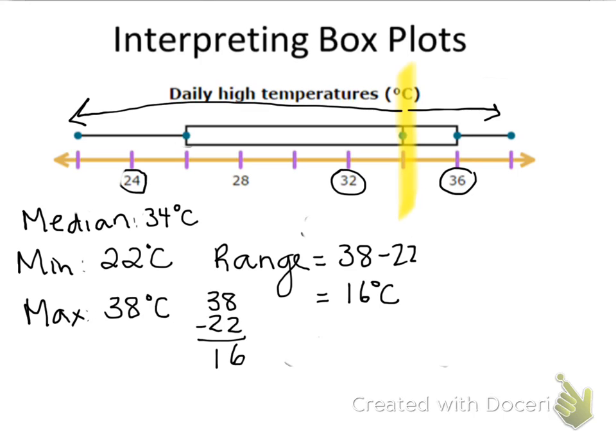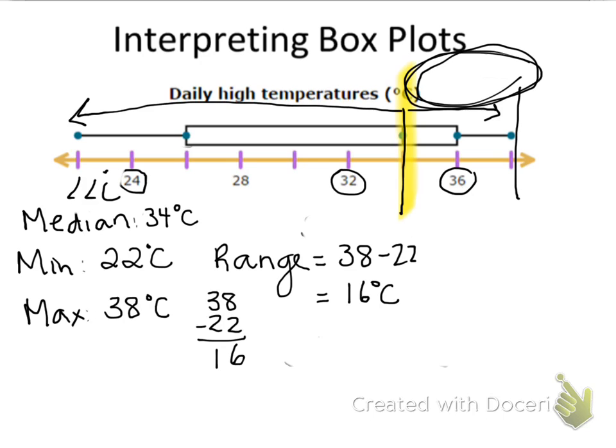You can tell from this graph that there were a lot of daily high temperatures between 34 and 38 degrees Celsius because 50% of our data points are all up here. They're so close together, between 34 degrees Celsius and 38 degrees Celsius. Whereas the other 50% of our data is below 34 degrees Celsius, so it's from 22 degrees Celsius all the way up to 34 degrees Celsius. So half of our data is really close together up here, and then the other half is very spread out down here, which is interesting to think about.